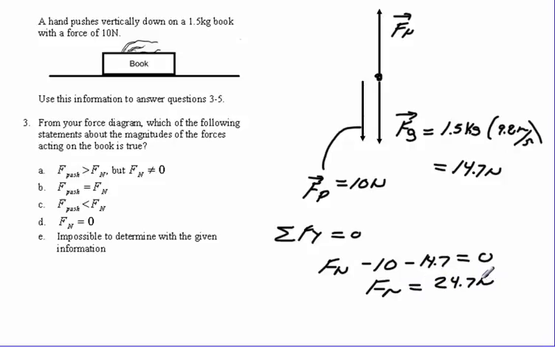Now the question asked you here from the force diagram, which of the following statements is going to be true? Well, let's look down through here. The pushing force is greater than the normal force. Well, we know that's not true because my pushing force is 10, I got 24.7. Let's circle that. So we know this one is incorrect. Pushing force is equal to, no, we know that's not correct. Pushing force is less than, yes, that is correct. Normal force is 0, we know that's not correct. And impossible, we know that's not correct. So our answer is going to be C.